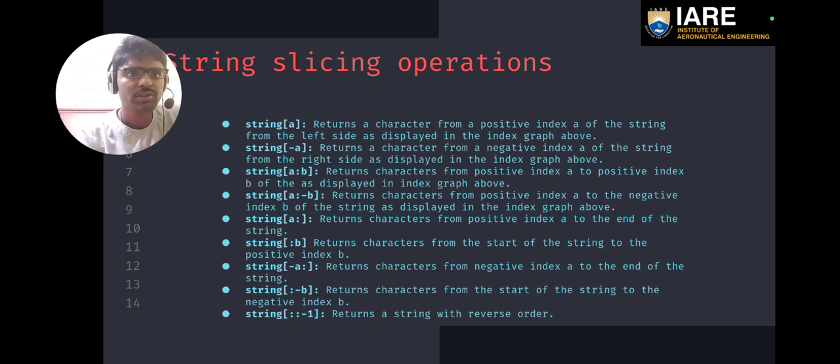string[a:b] returns characters from positive index a to positive index b of the string, as displayed in the index graph above. string[a:-b] returns characters from positive index a to negative index b of the string. string[a:] returns characters from positive index a to the end of the string. string[:b] returns characters from the start of the string to positive index b. string[-a:] returns characters from negative index a to the end of the string. string[:-b] returns characters from the start of the string to negative index b.